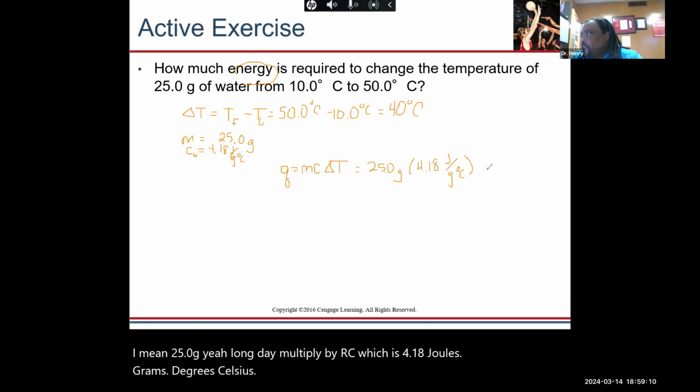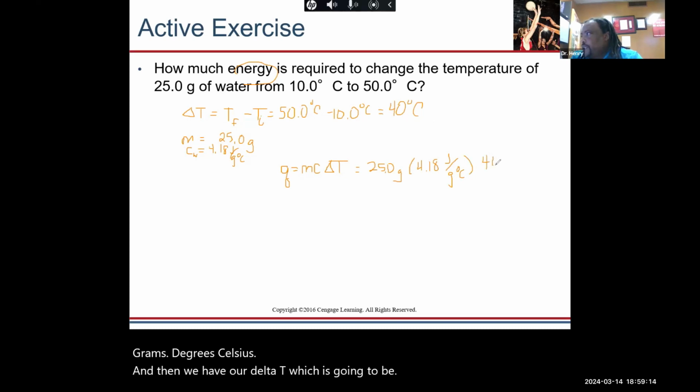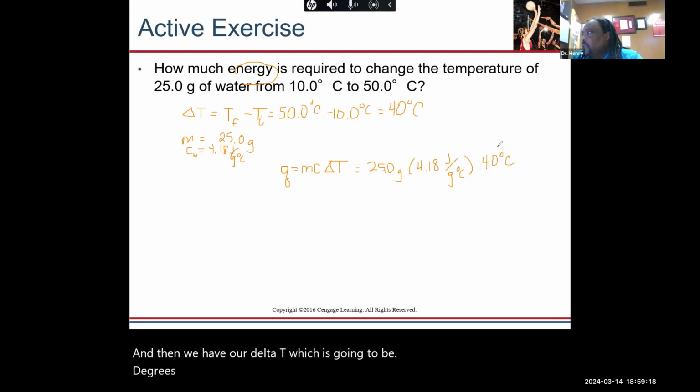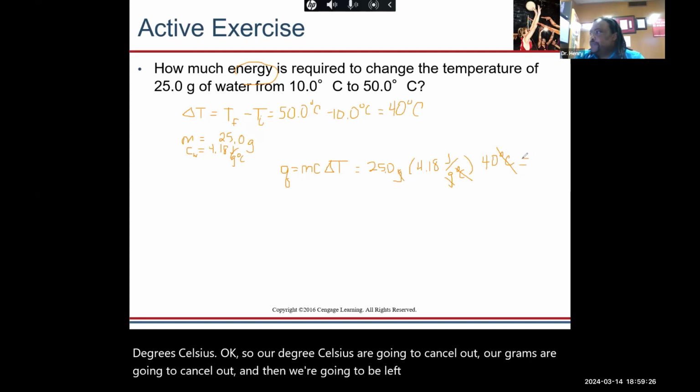And then we have our delta T, which is going to be 40 degrees Celsius. Okay, so our degrees Celsius are going to cancel out. Our grams are going to cancel out. And then we're going to be left with just joules. Do that calculation.